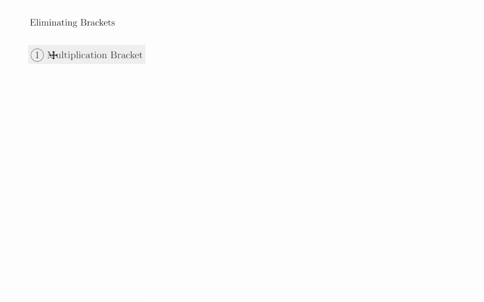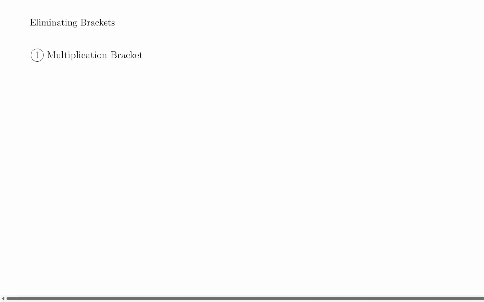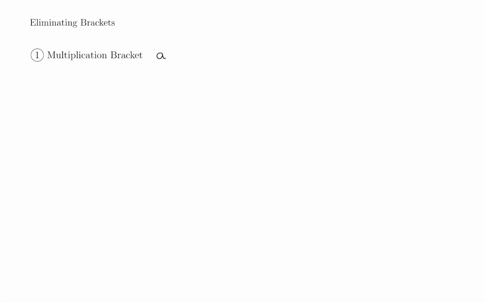So first of all, I want to talk about the so-called multiplication bracket. What do I mean by multiplication bracket? So imagine you have something like that. You have something like A multiplied by opening bracket B plus C. So you have a variable which is multiplied and then you have an opening bracket. So the multiplication sign is directly in front of the bracket. This is what I called a multiplication bracket.